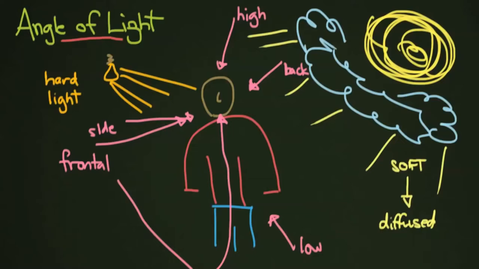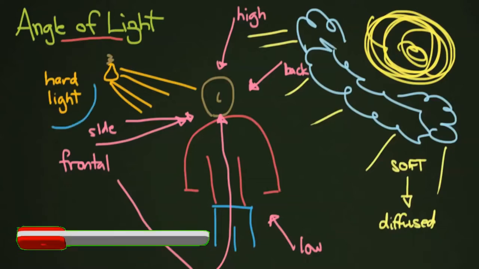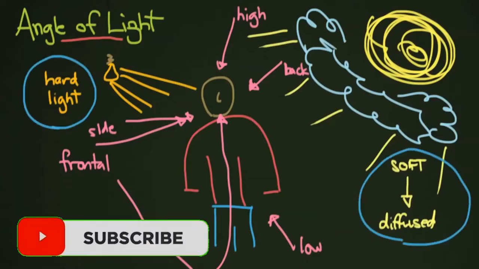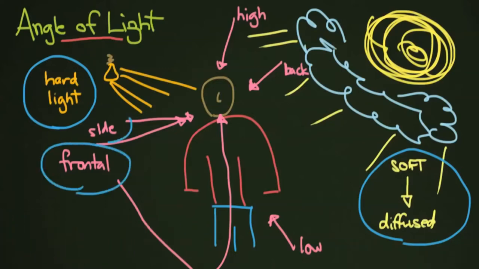So right now, for the purposes of this lesson, you want to think about two things. You want to think about the hardness of the light, and you want to think about the direction of the light. So you want to think if it comes from the front, from the side, from the back, and if it comes from low, or if it comes from above. All right, so let's take a look at what this might look like in a photograph.